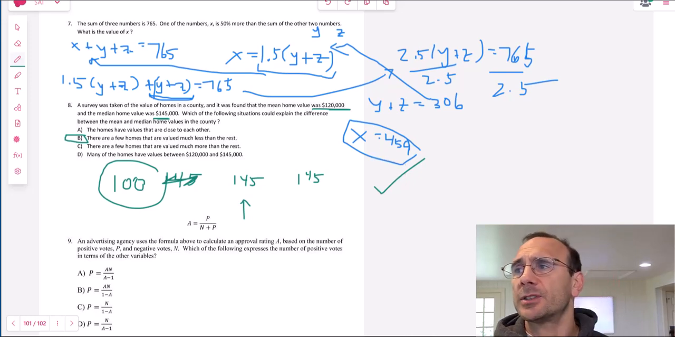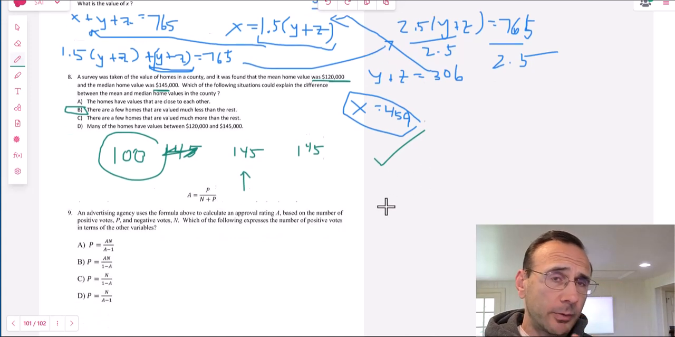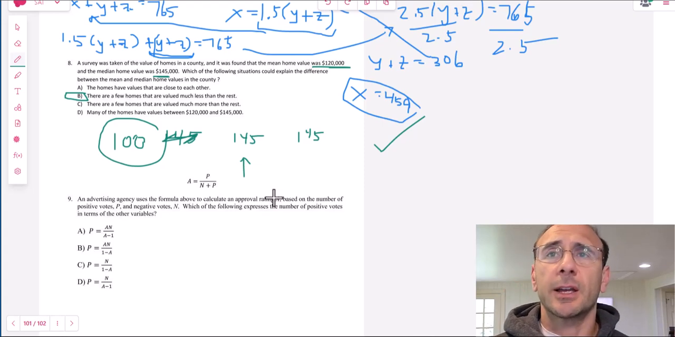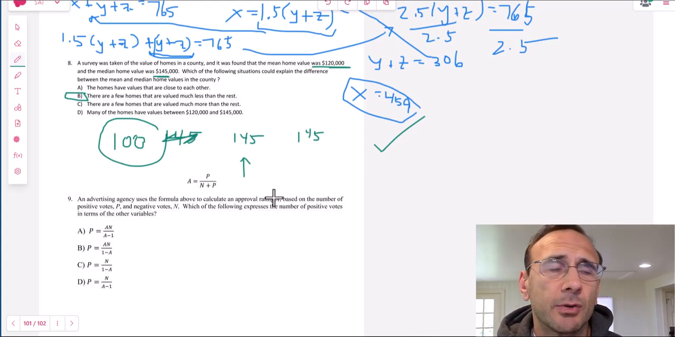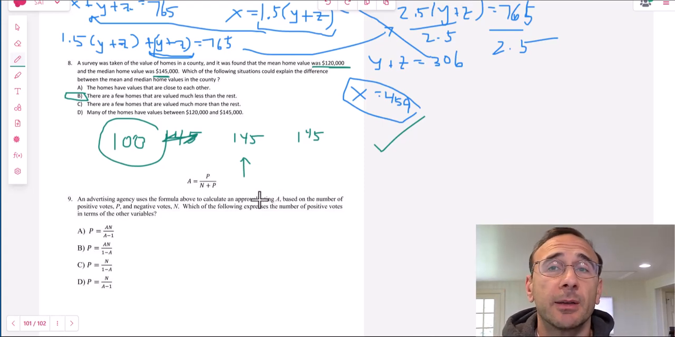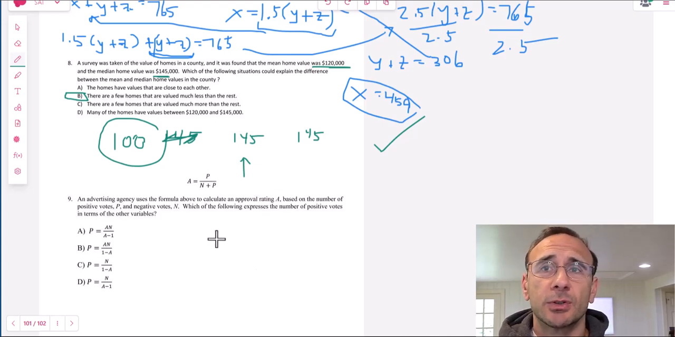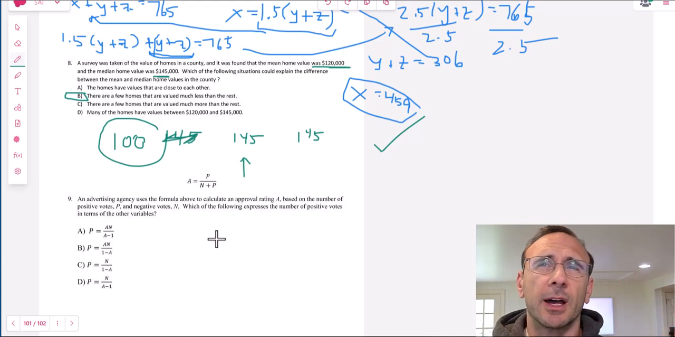Number 9, here's this equation. We understand the test is very much a video game. It's not like real math in school. In school, they give you an equation. You're expected to know what everything means and solve for every last bit. On the test, sometimes you don't even care. You just have to move stuff around.